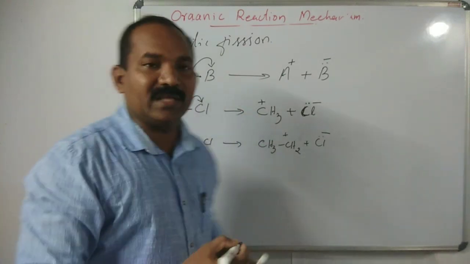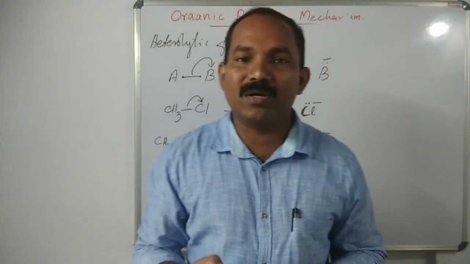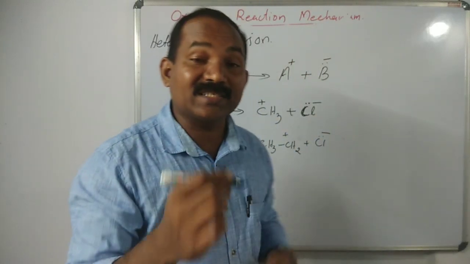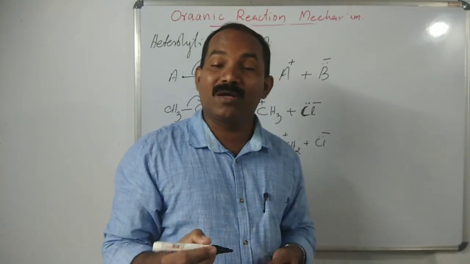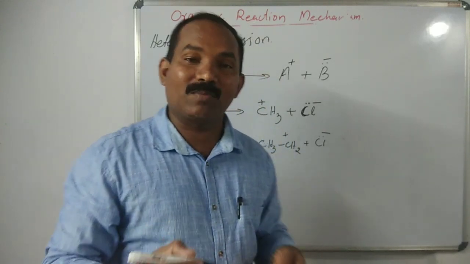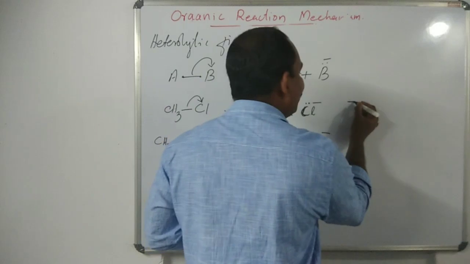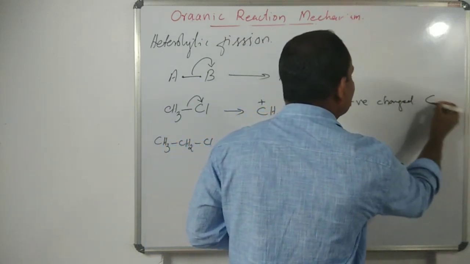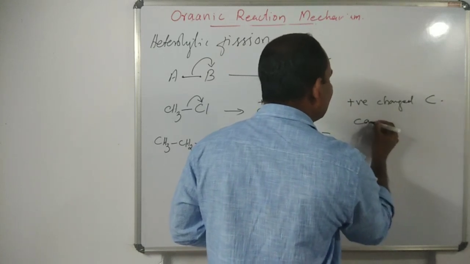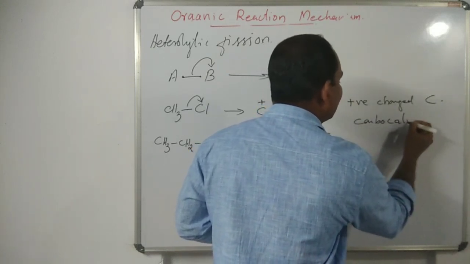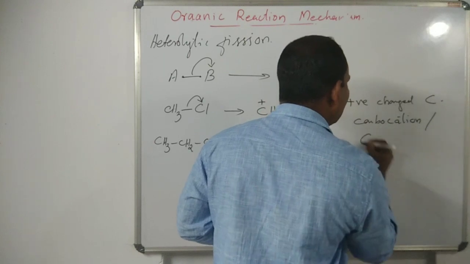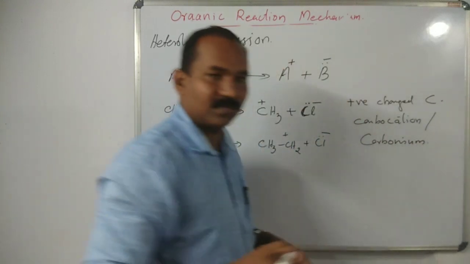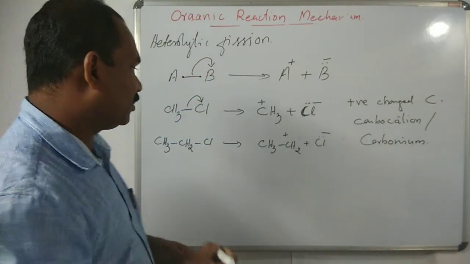And a positively charged carbon atom is called a carbocation or carbonium ion. Earlier it was called carbonium ion, now we usually use carbocation. So a positively charged carbon is called a carbocation or carbonium ion.